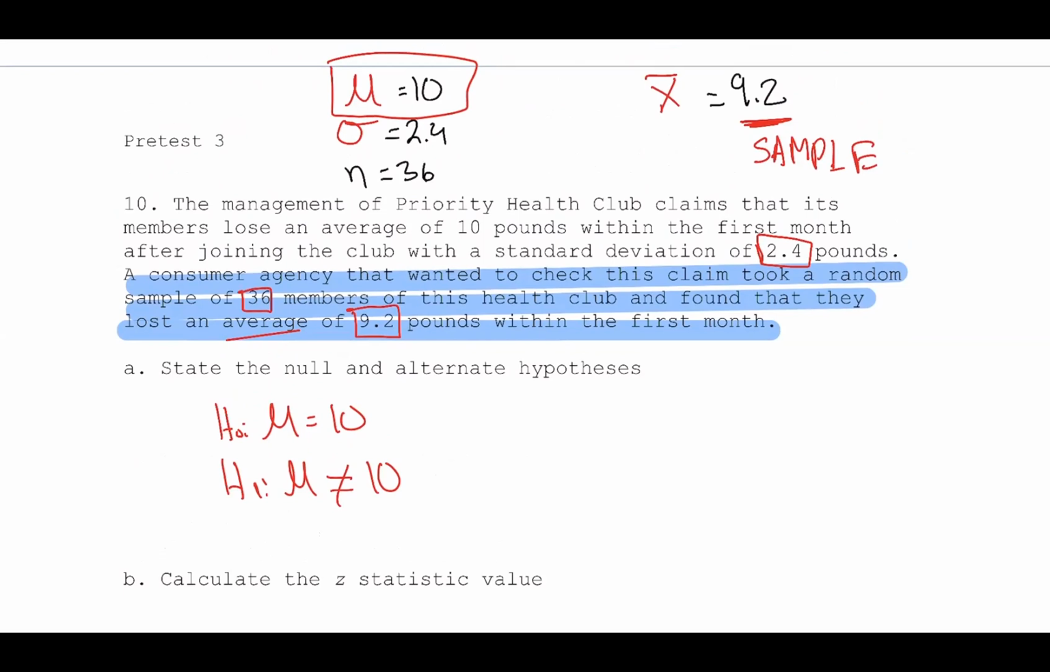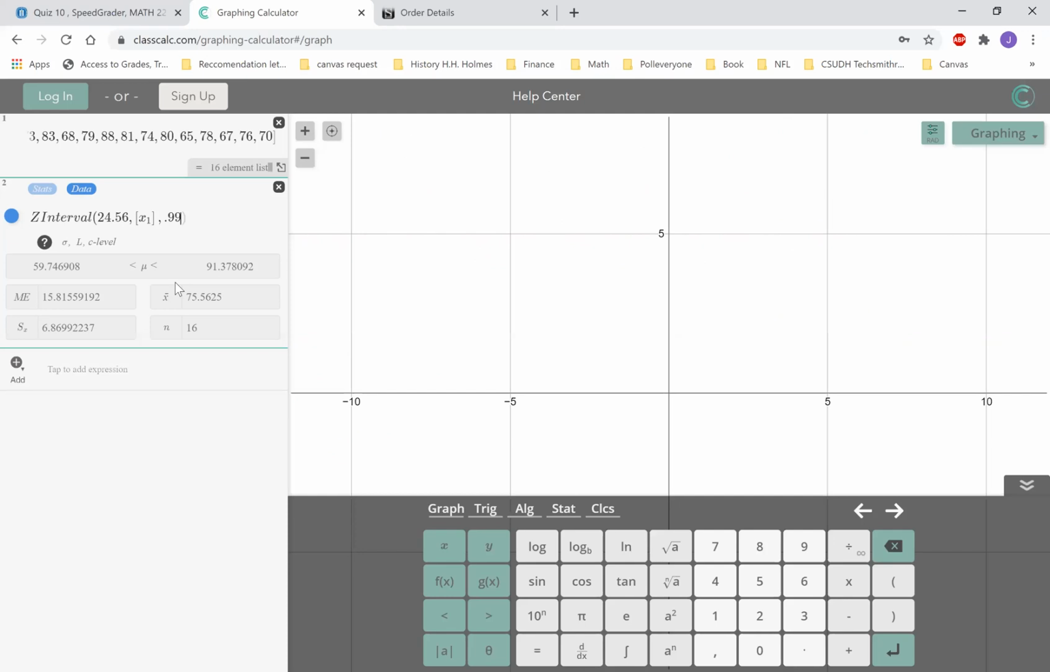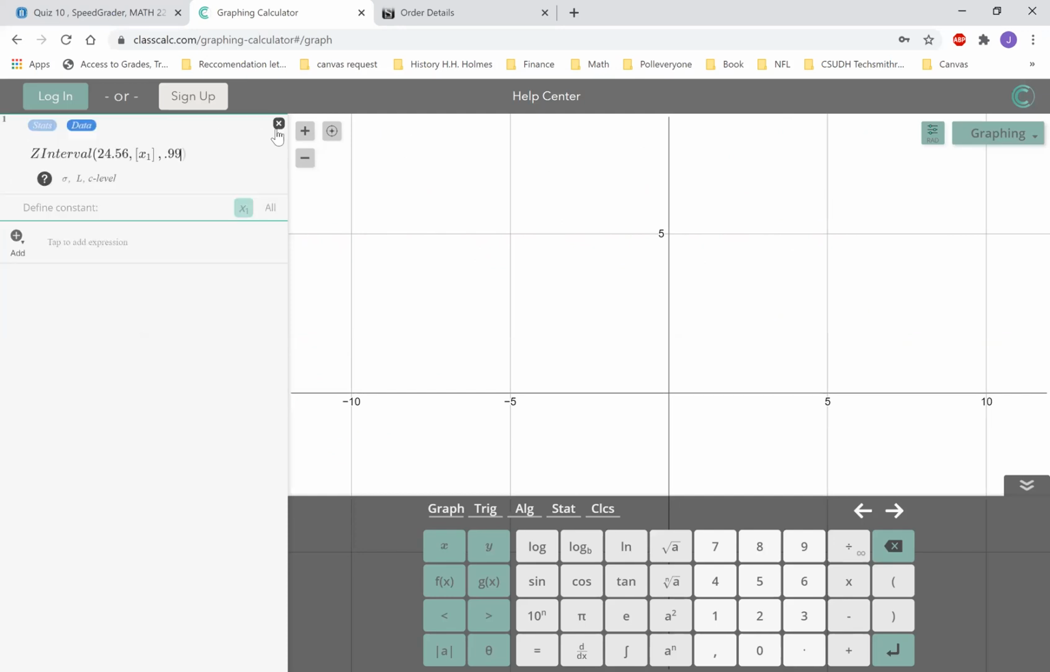Oops, I forgot to share ClassCal, so you can't see it right now. All right, so I'm going to go ahead and just erase all of this to make it look nice.